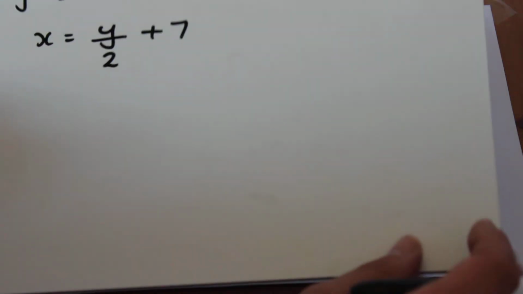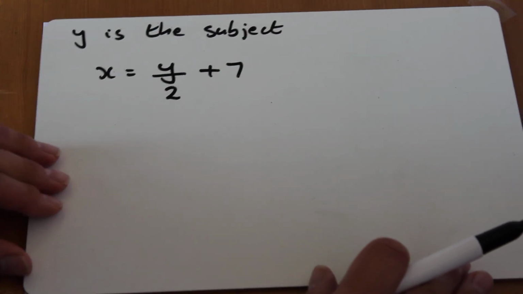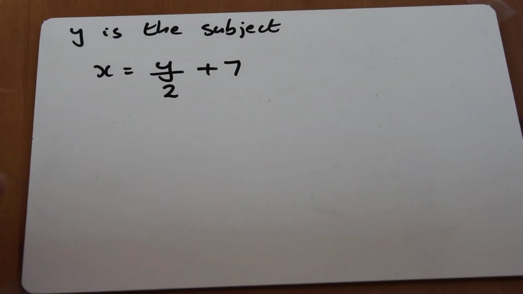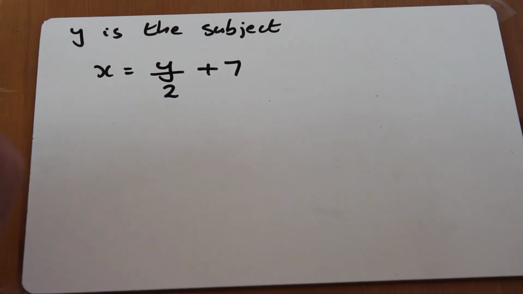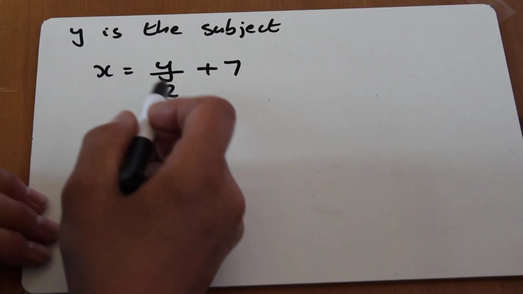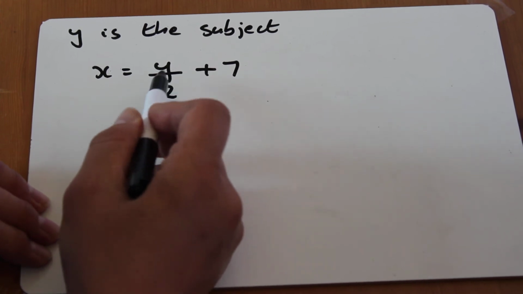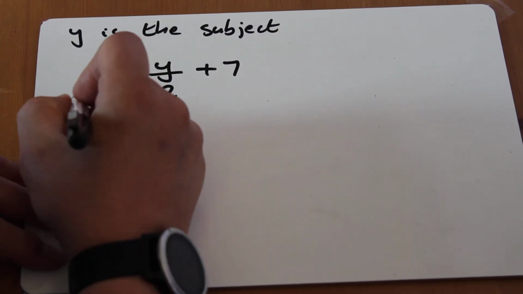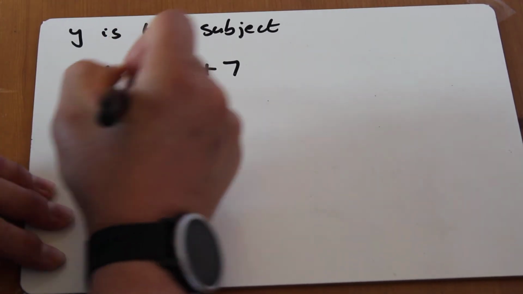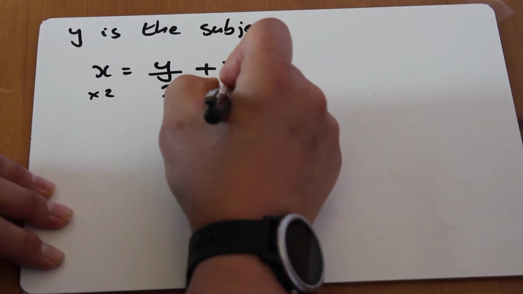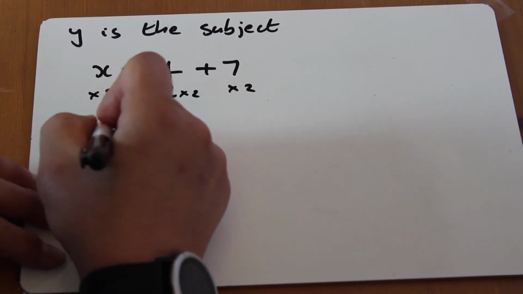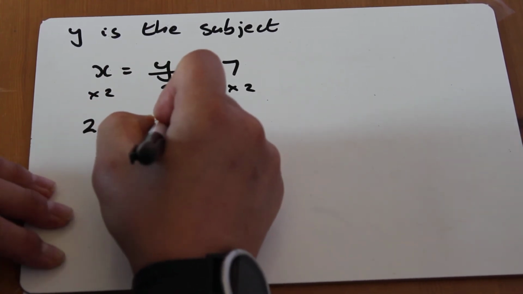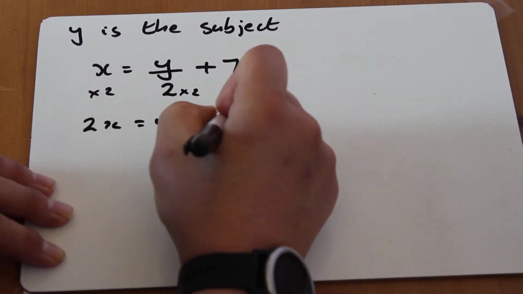The next one is a little bit tricky, and it's the type of question that causes some of you problems when you're dealing with equations. So again, if we take this in the same way as we take an equation, I'd encourage you to get rid of this 2 first. So what you do there is you multiply everything by 2. Okay, so when I multiply everything by 2, I end up with 2x is equal to y plus 14.